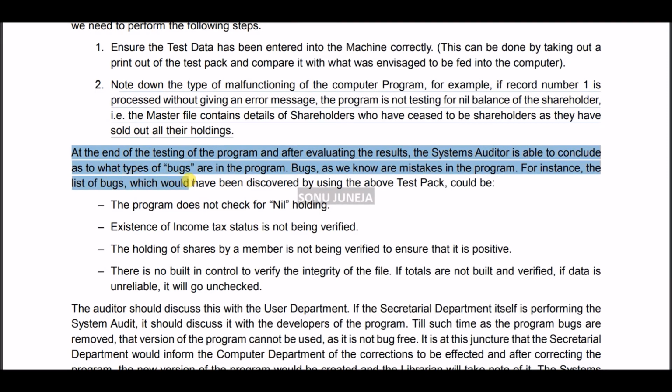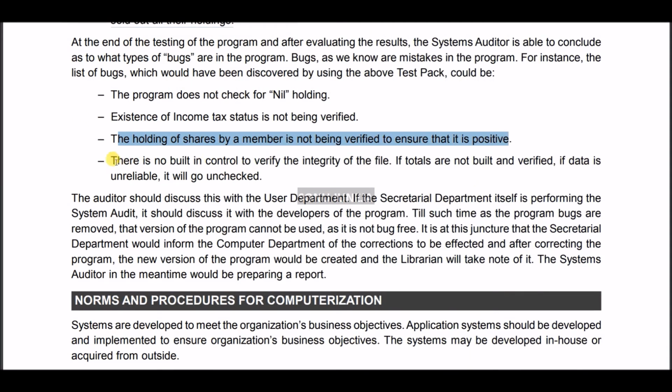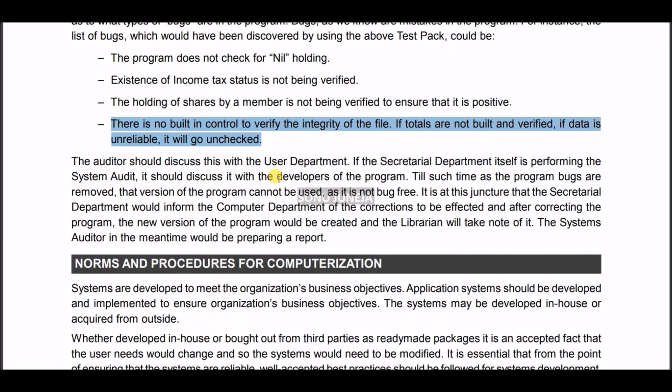For instance, the list of bugs which could have been discovered by using the above test pack could be: program does not check nil holding, existence of income tax status not being verified, holding of the status by a member not being verified to ensure that it is positive, there is no built-in control to verify the integrity of the file. If the controls are not built and verified, and the data is unreliable, it will go unchecked.